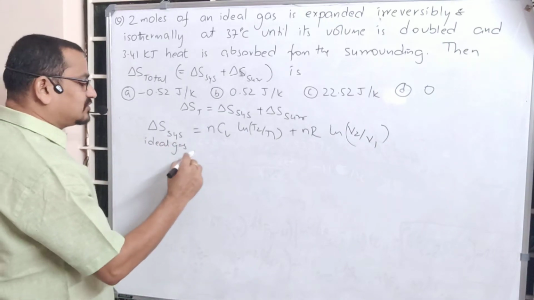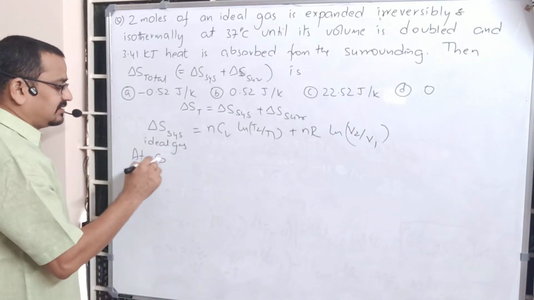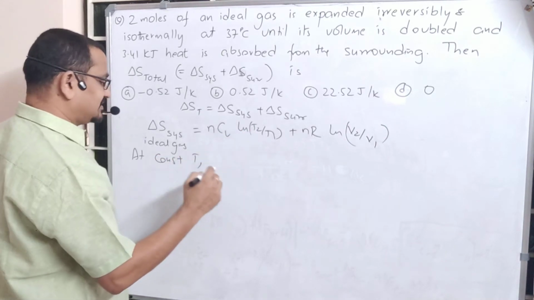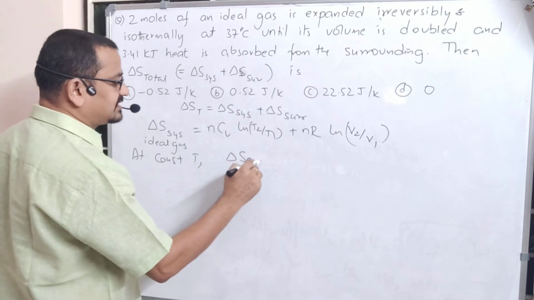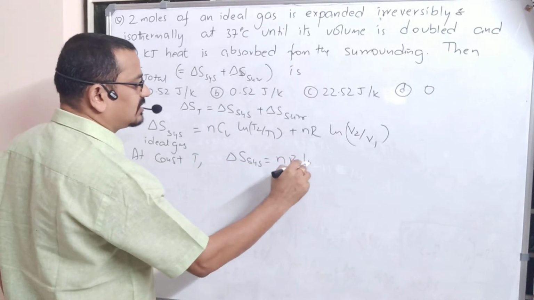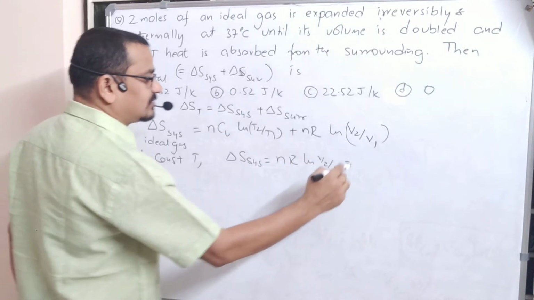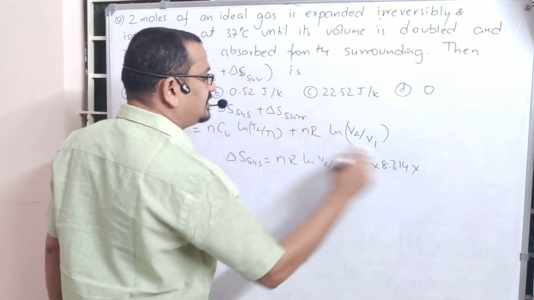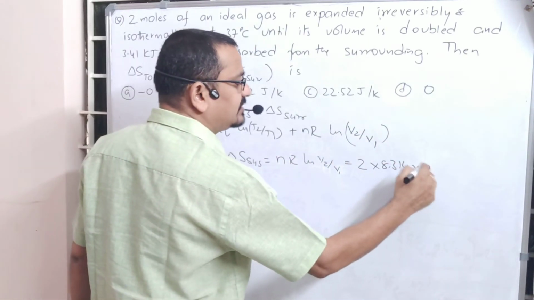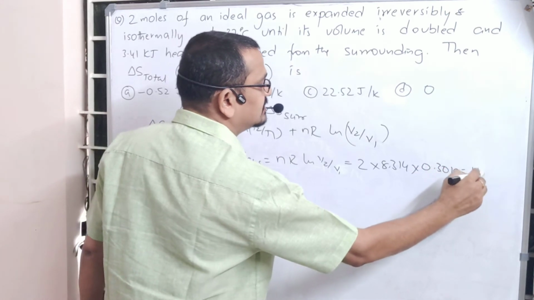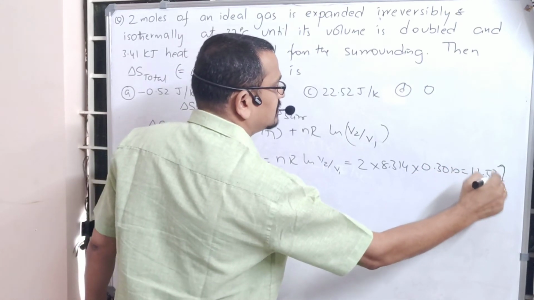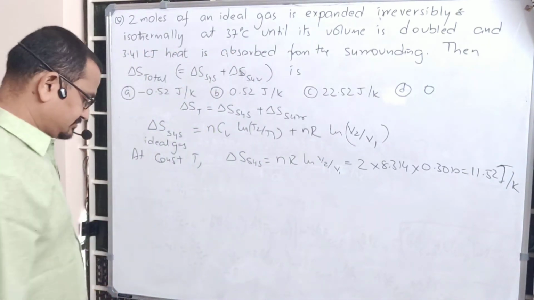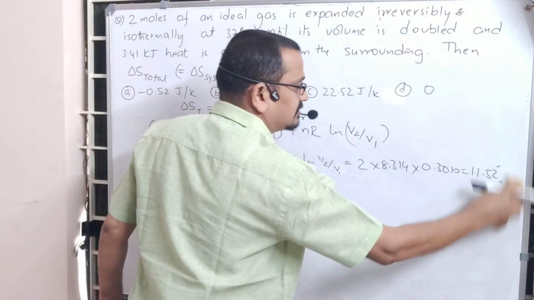Now, at constant temperature, that is an isothermal process, T1 and T2 will be the same. Then delta S of the system can be given as nR ln V2/V1. That equals 2 moles of an ideal gas into 8.314 into ln 2. Ln 2 means 0.3010, whose product is 11.52 joule per Kelvin.